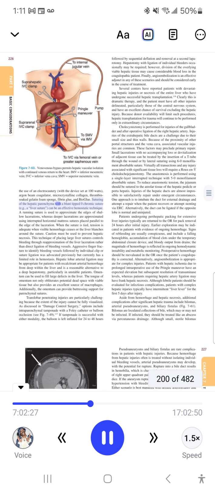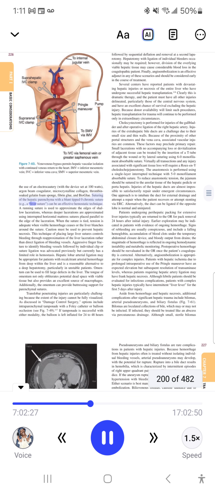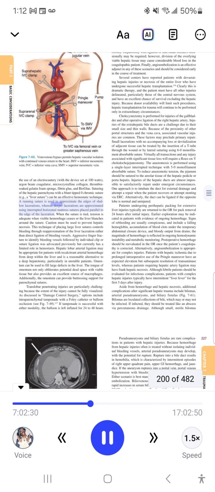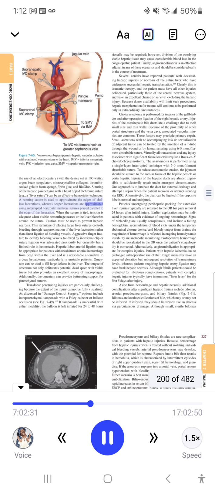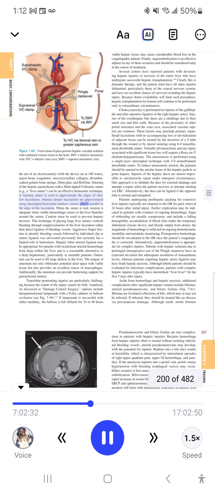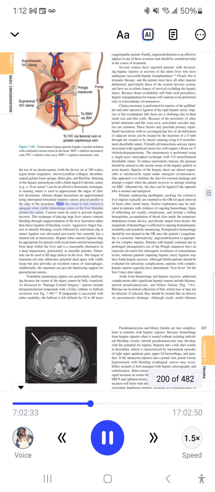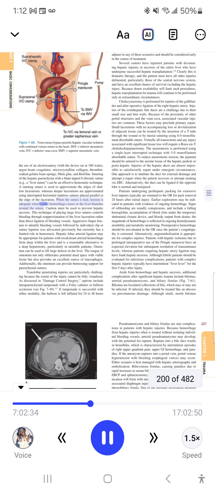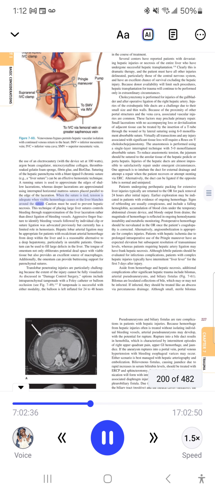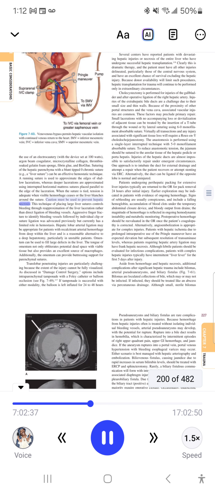Suturing of the hepatic parenchyma with a blunt-tipped 0 chromic suture, for example. A liver suture can be an effective hemostatic technique. A running suture is used to approximate the edges of shallow lacerations, whereas deeper lacerations are approximated using interrupted horizontal mattress sutures placed parallel to the edge of the laceration. When the suture is tied, tension is adequate when visible hemorrhage ceases or the liver blanches around the suture. Caution must be used to prevent hepatic necrosis.